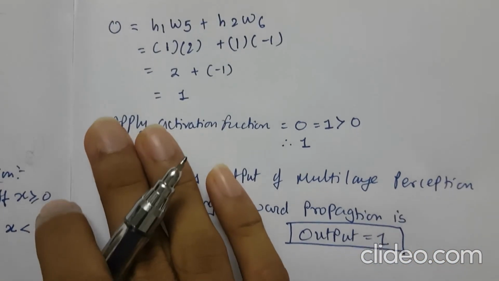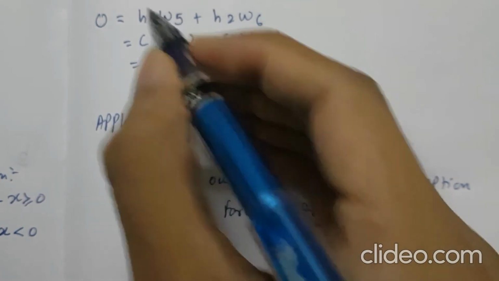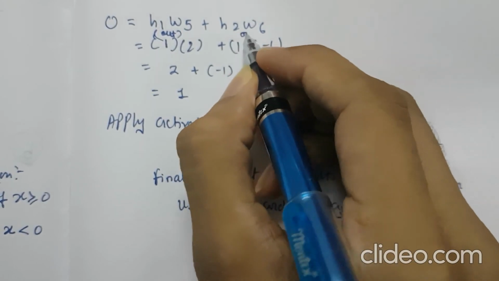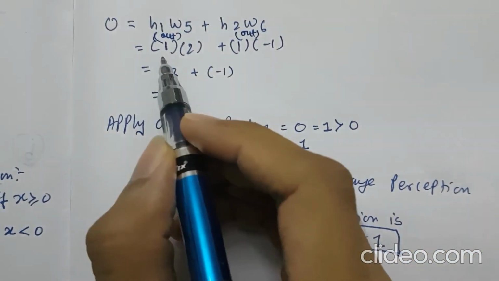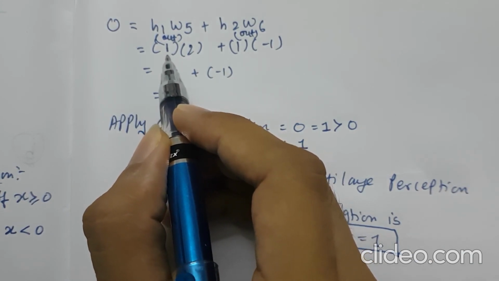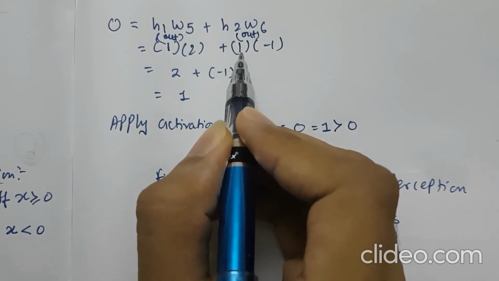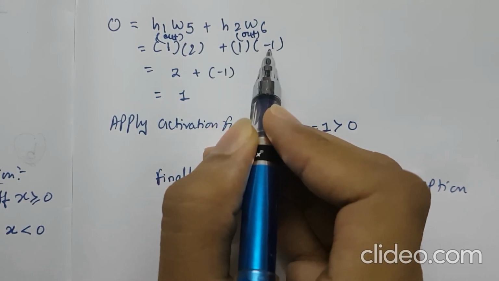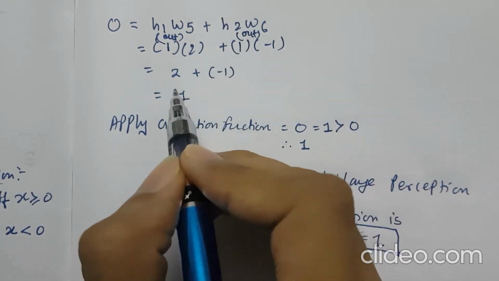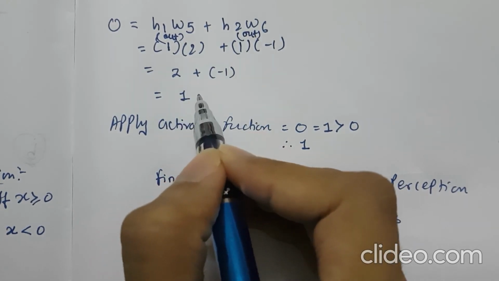Now we have to calculate our output answer. For that, h1 out into w5 plus h2 out into w6. We saw that after applying the activation function, our h1 out is 1 and our w5 weight is 2. So 1 into 2 plus h2 out, which also became 1, into -1, which is our w6. Calculating it, 2 plus -1, we get +1.